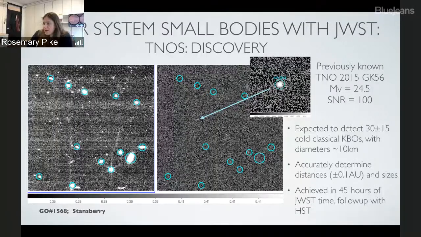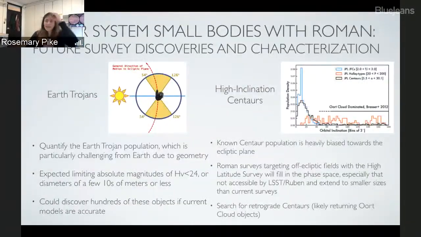And this is particularly relevant for Roman because this type of search is probably how we will find most of the objects that will be discovered in the Roman survey. So here I'm going to touch on some Roman science cases.